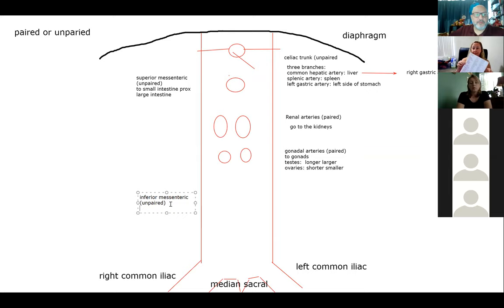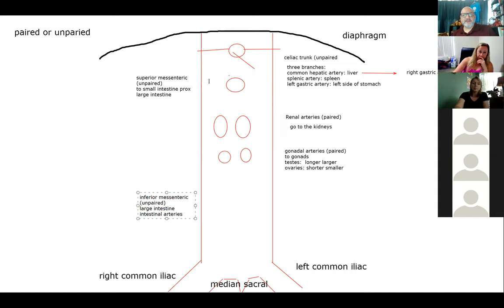Excellent. Where does the inferior mesenteric go? Mesenteric. Right. Well, yeah, to the mesenteries. And remember, the mesenteries are those double layers of serous membrane that go to the intestine. So primarily this one goes to the distal part of the large intestine. And again, goes to intestinal arteries. Excellent. So we have that there. And again, it is unpaired.